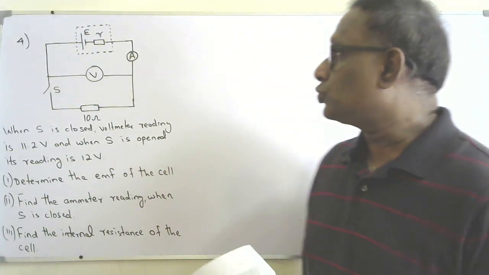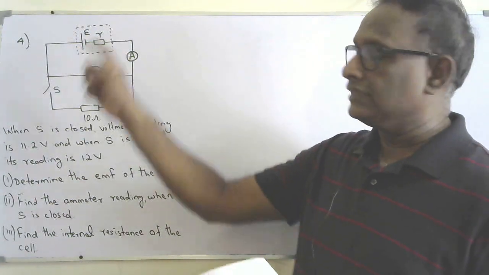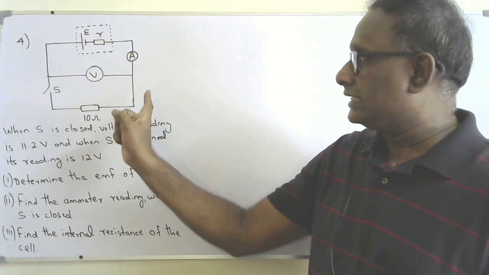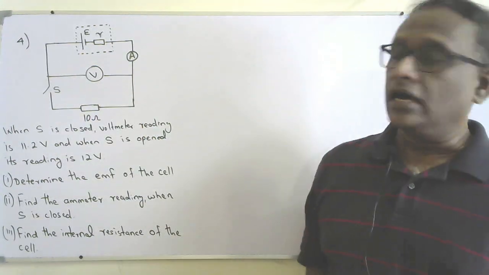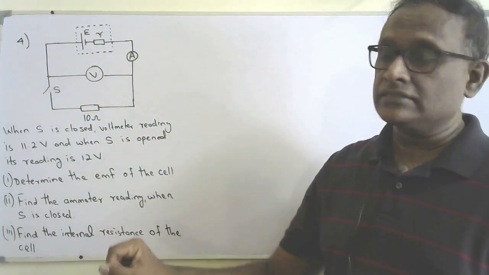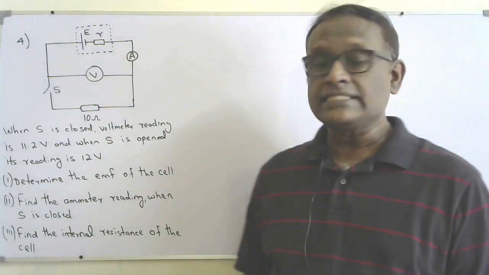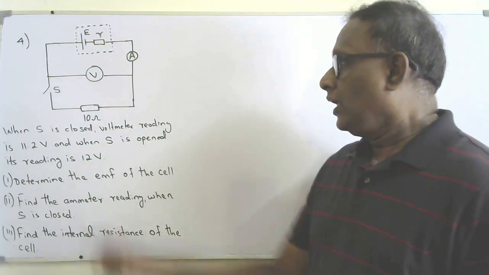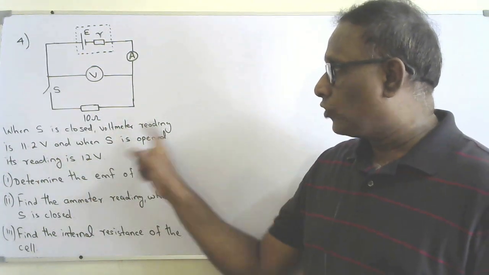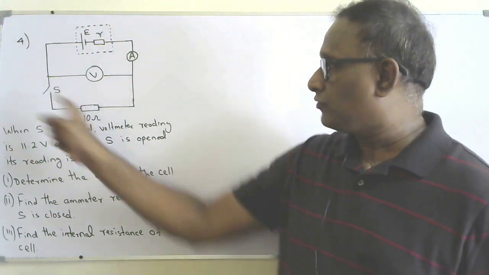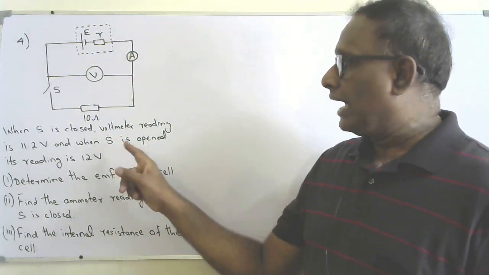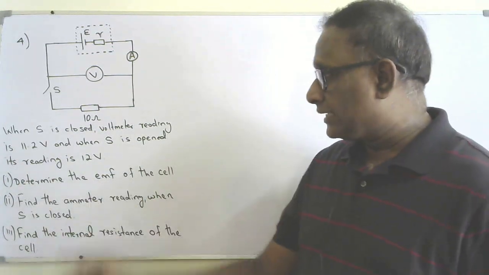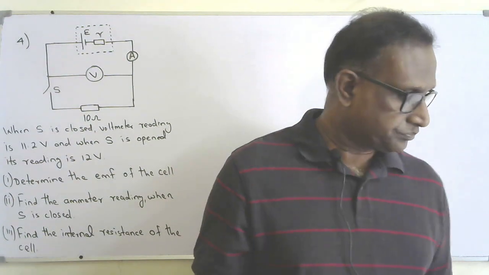Okay, so this is the fourth question. A real cell, its EMF is epsilon and internal resistance is r, connected to a circuit. The voltmeter is ideal, which means it has no current flow through it, that is, its resistance is very large. In the same way, the ammeter is also ideal. S is the switch. When S is closed, the voltmeter reading is 11.2 volt. And when S is opened, the voltmeter reading is 12 volt. First part, determine the EMF of the cell.